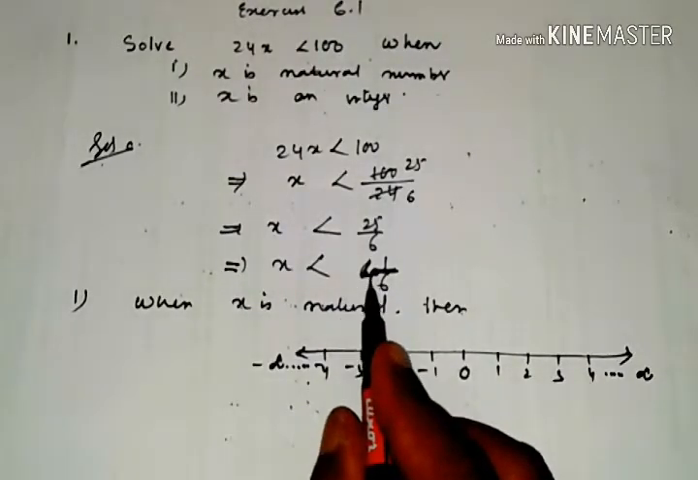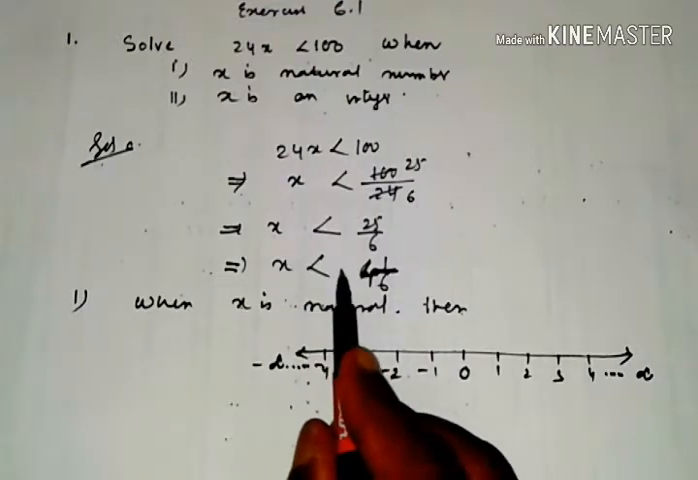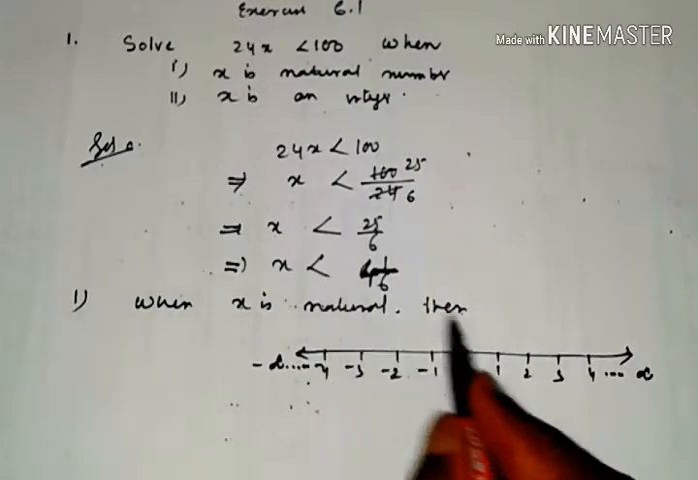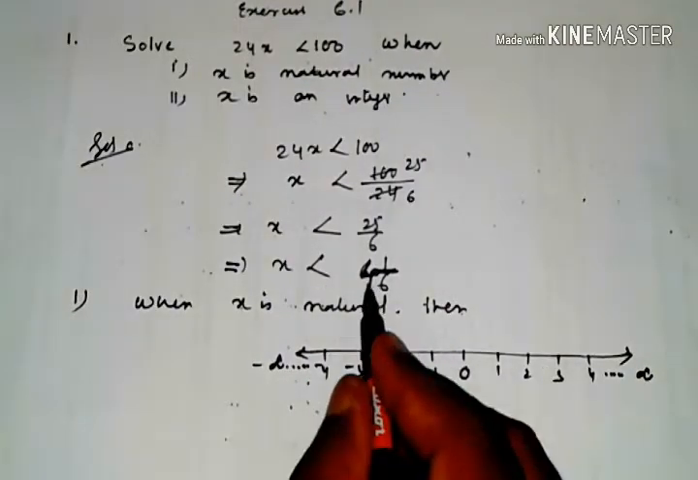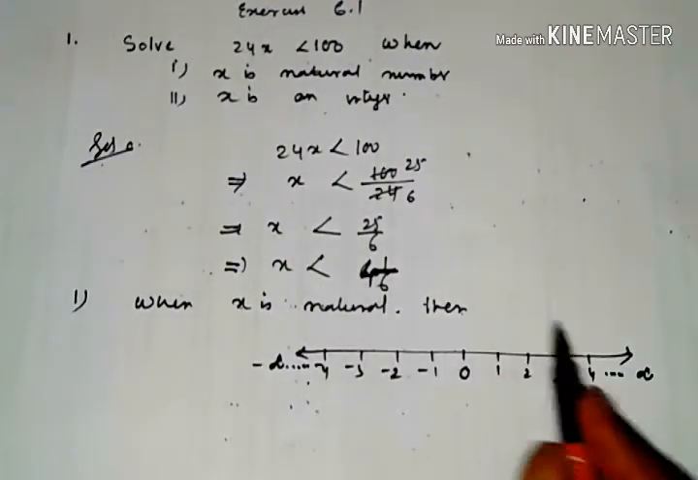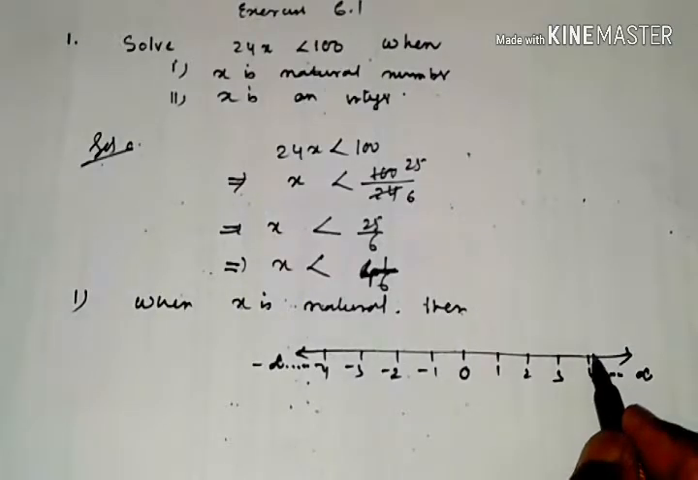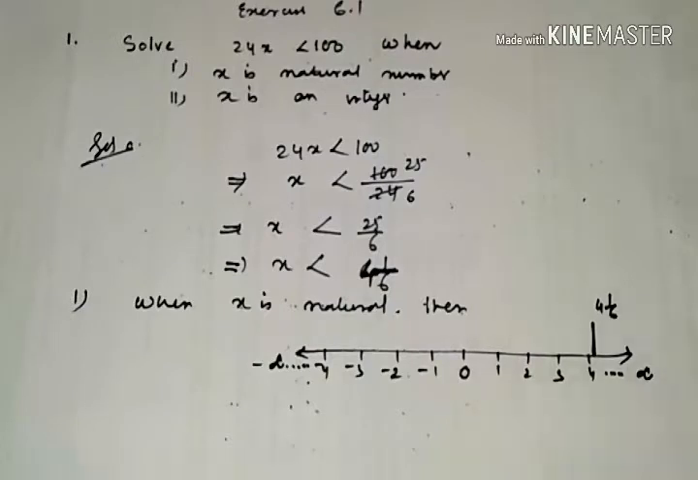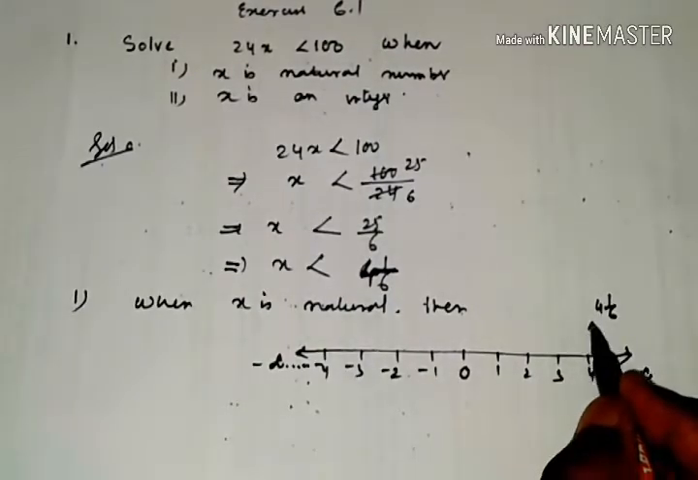Here, what is the value of x? What is x less than 4 and 1 by 6? We shall put the value x equal to 4 and 1 by 6. This is the position of 4 and 1 by 6.